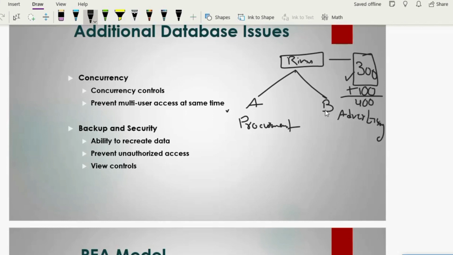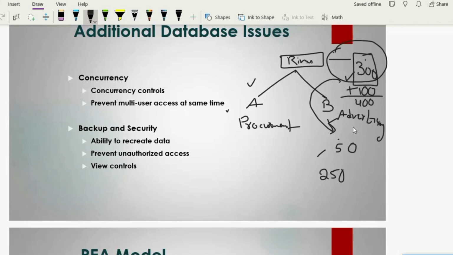But at the same time, the advertising department is using the rims from here. So when he used the 300, let's suppose he took out 50 units out of it. Now according to his calculation, there will be 250. So this rim record will be confused. That's why there is an added feature in the databases which blocks the second user from accessing this information when the first user is using it.